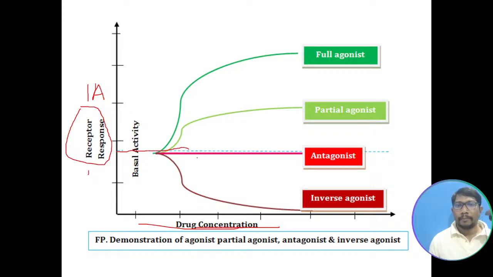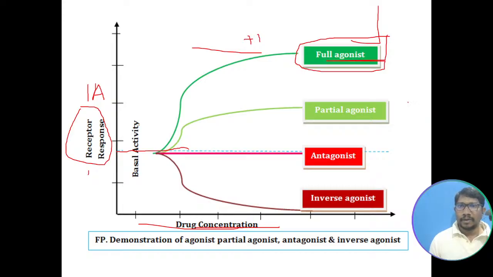Dotted line is a basal activity of receptor, right? Now, a drug or an agent which combines with the receptor and produces the full effect, or high intrinsic activity, in a +1. Drug which combines with the receptor has an affinity and has an intrinsic activity, full affinity and full intrinsic activity, known as a full agonist.